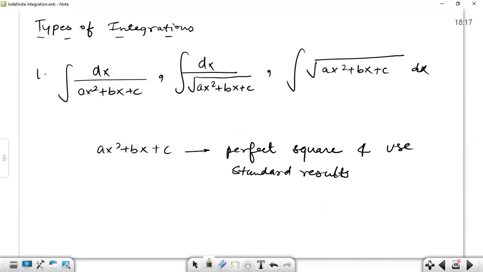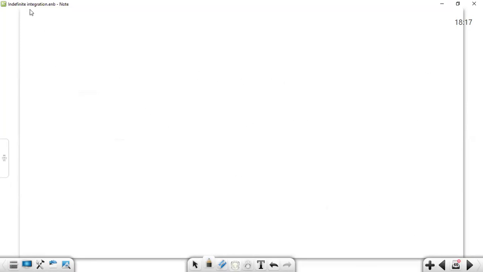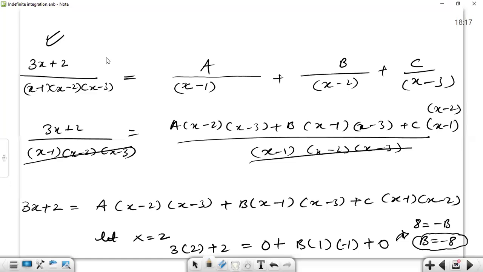Similarly, we'll find the values of a and c. Let x equal 3. Okay. So 3 into 3 plus 2 on the left hand side. On the right hand side, this will be 0 and this will be 0.